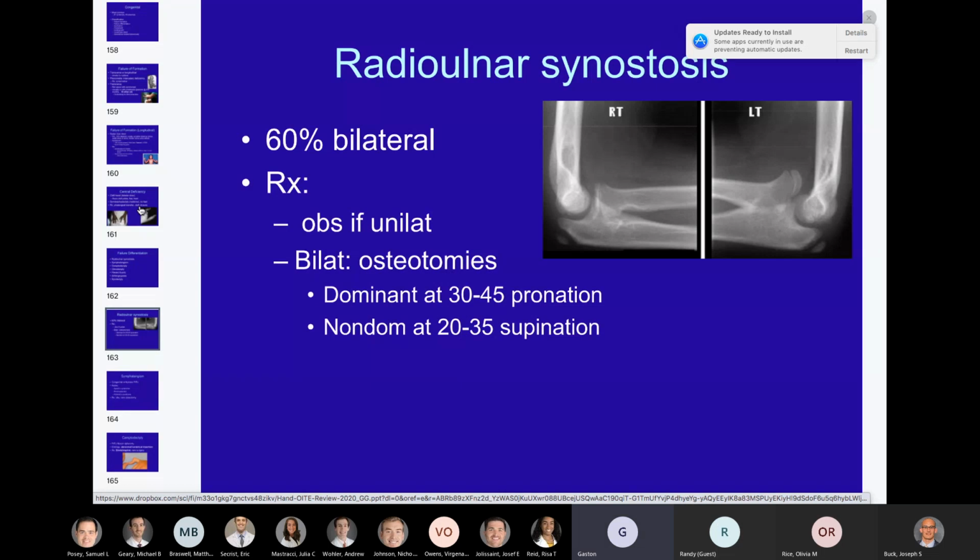Radial ulnar synostosis from the OITE, if it's unilateral, you do nothing. If it's bilateral and they're in reasonable position, you do nothing. The only time you would do anything is if they had bilateral and they were both really supinated or something, you do an osteotomy to put the dominant side in slight pronation and the non-dominant side in slight supination. That way they can write with their dominant, wipe their butt with non-dominant. Next slide.